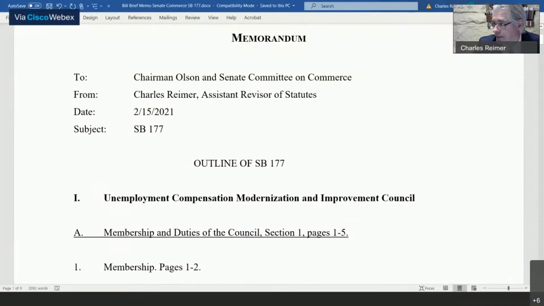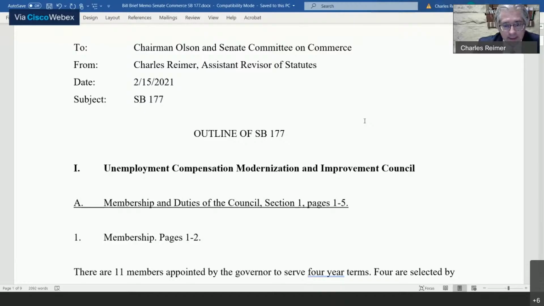Certainly, Chairman and members of the committee. I'm going to share my screen here. Hopefully that worked. So Senate Bill 177 seeks to accomplish some major changes to the unemployment insurance program.